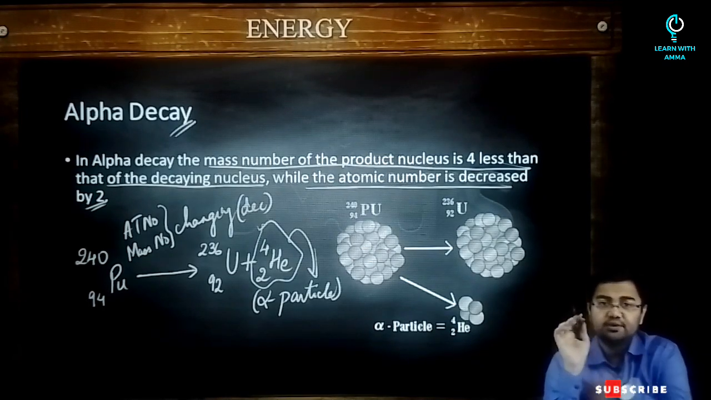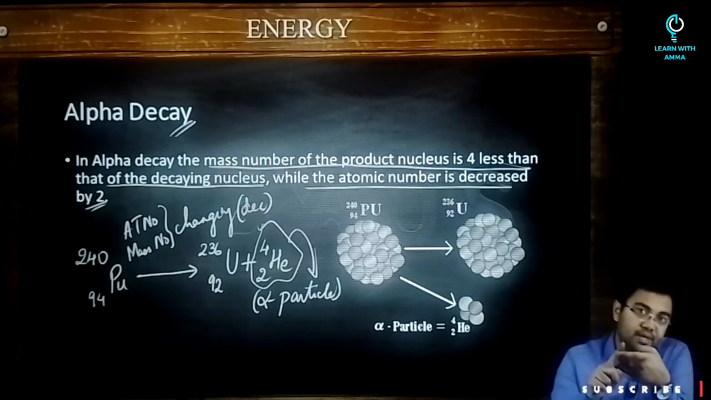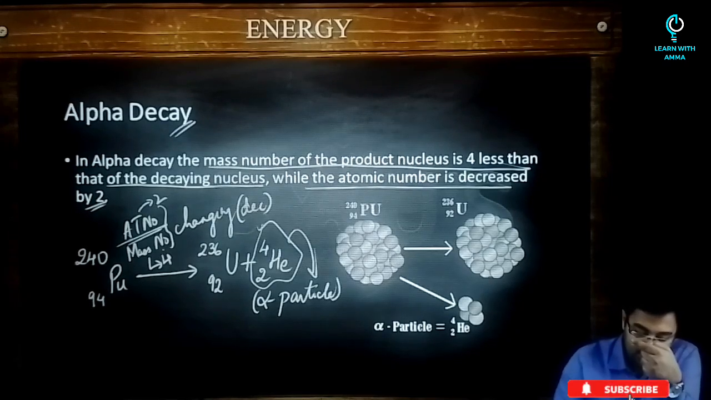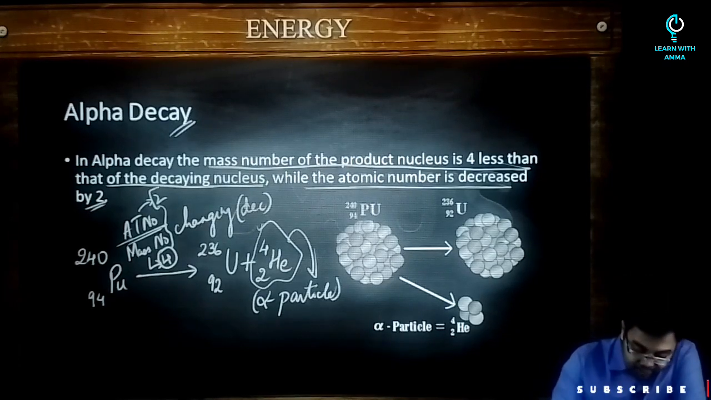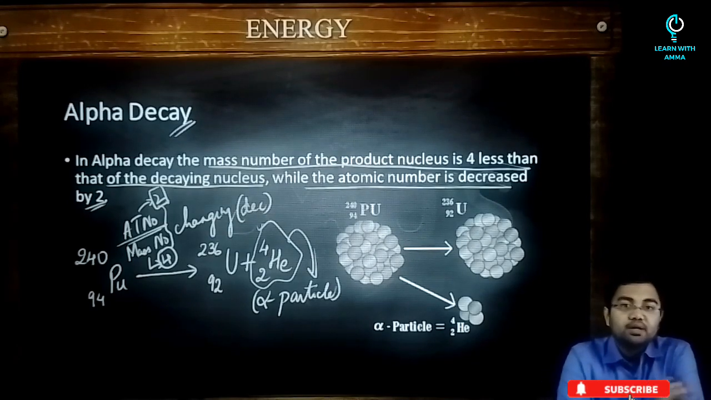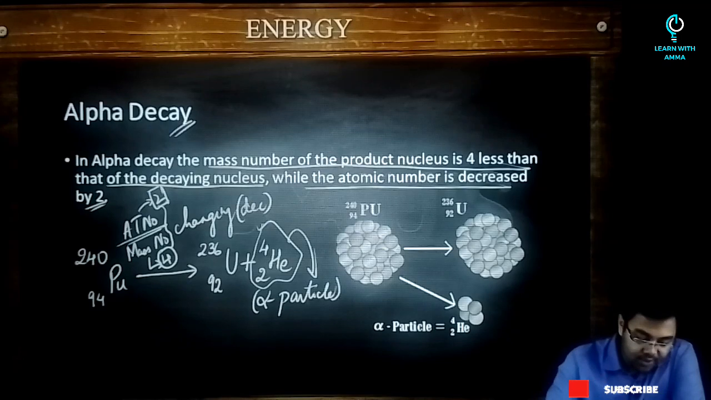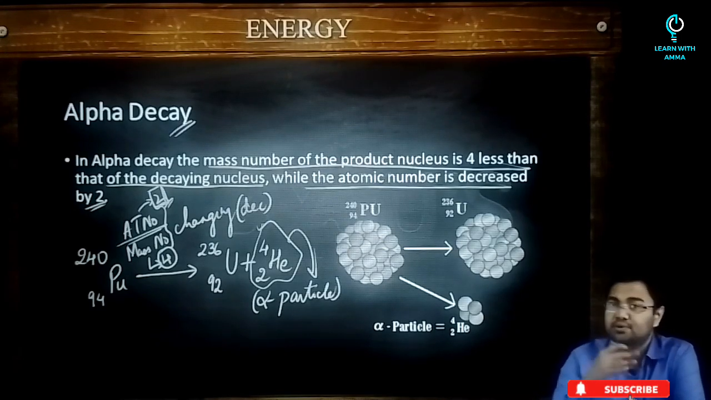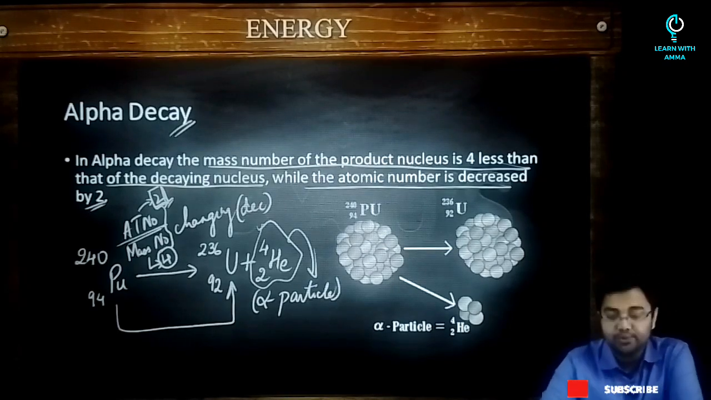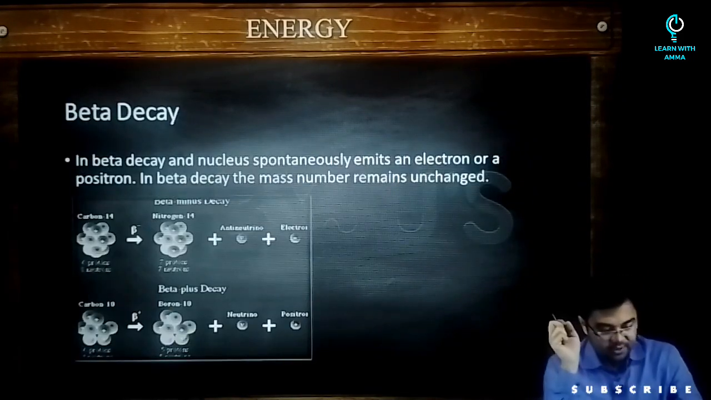Whenever alpha decay is happening, remember three facts. One, the alpha particle is equivalent to the nucleus of helium. Second, the atomic number will decrease by 2. And third, the mass number will decrease by 4. Now since atomic number is changing, and atomic number is the most unique property of any element, if you change the atomic number, you are essentially changing the element itself. So from plutonium we see that it changes into uranium and an alpha particle is emitted here. This is what is called alpha decay in radioactivity.